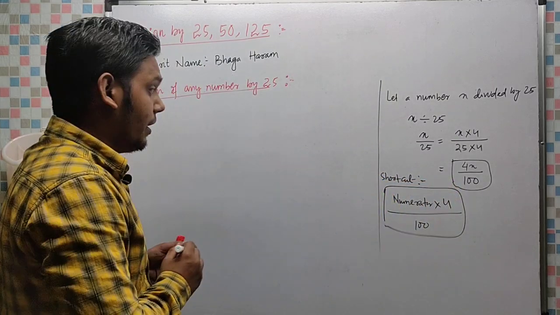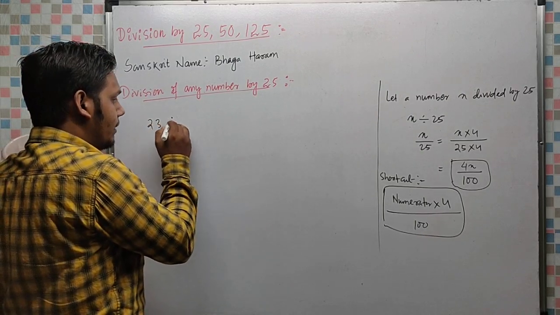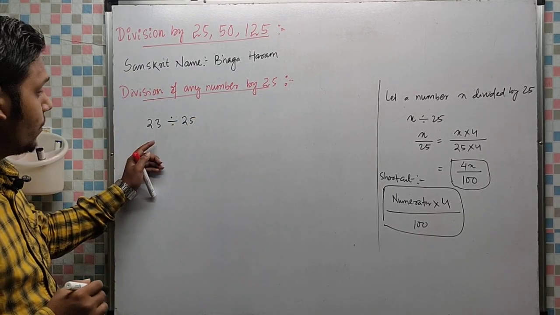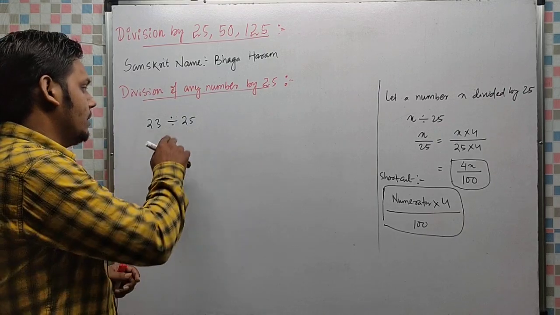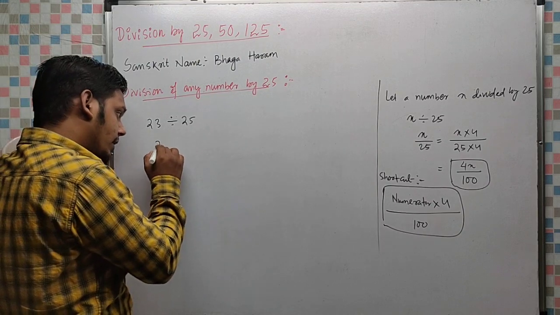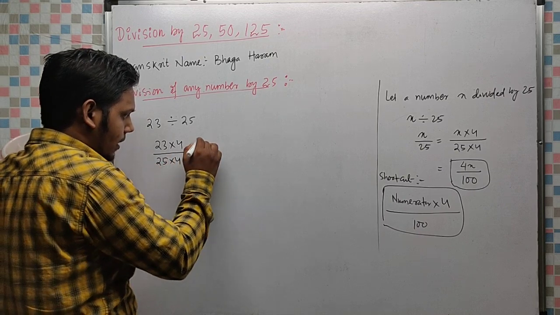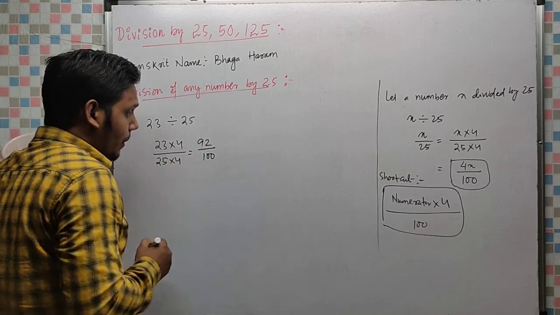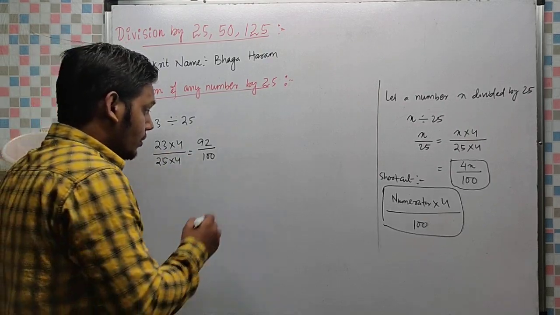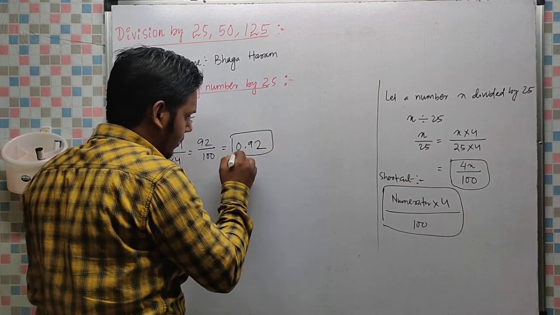This is the shortcut. So any number if it is given, suppose 23 divided by 25 it is given. So what you have to do, this numerator, what is the numerator? 23, and what is the divisor or denominator? That is 25. So what I can do is 23 into 4 by 25 into 4. This is the process. 92 by 100. So by multiplying 4 on the numerator and the denominator we are making 100. So now it is easy to convert. 0.92 is the answer.